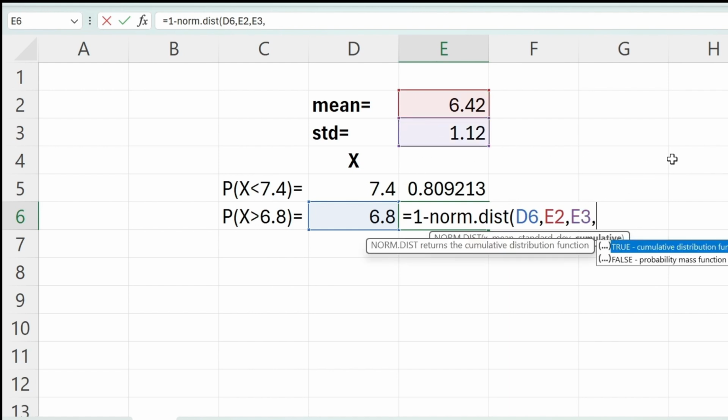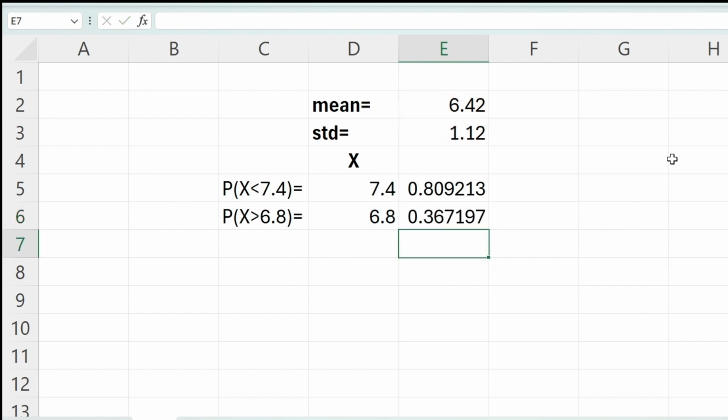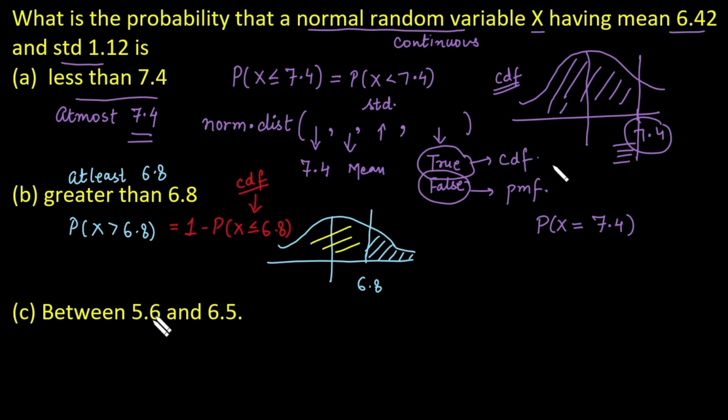You need to find the cumulative or a probability mass function. Right now we need the probability less than equal to 6.8. It means we are working with the cumulative distribution function, and therefore we are going to write true. And then close this bracket, press enter to get the answer for this one. So in this case, the answer is 0.367197.